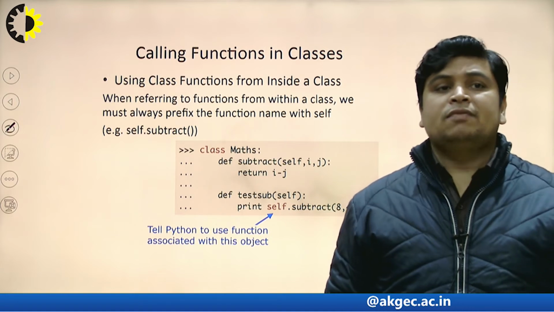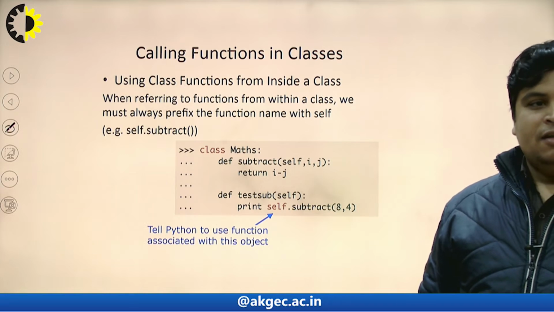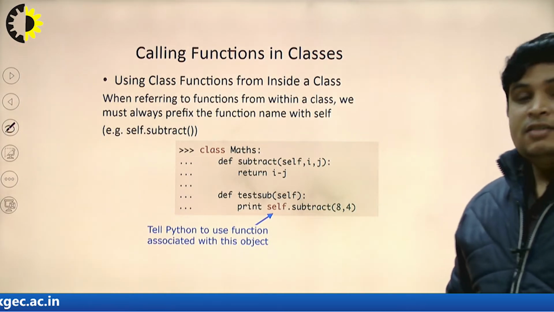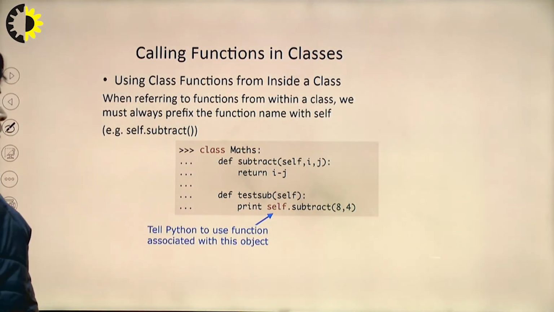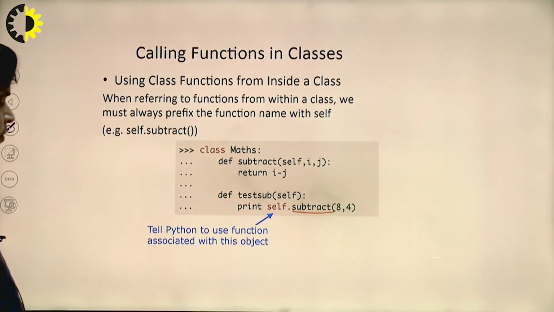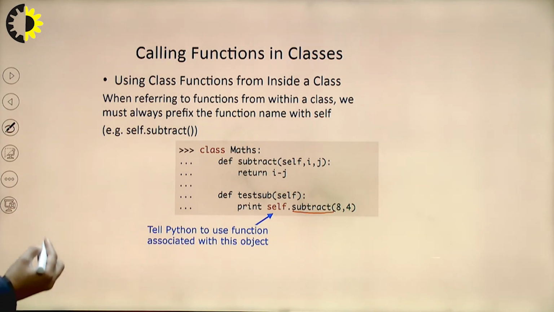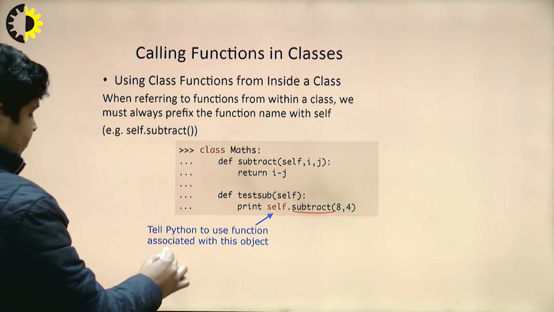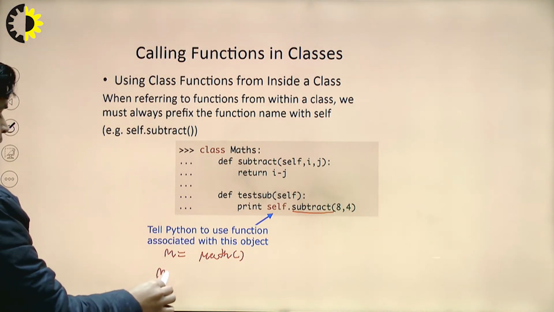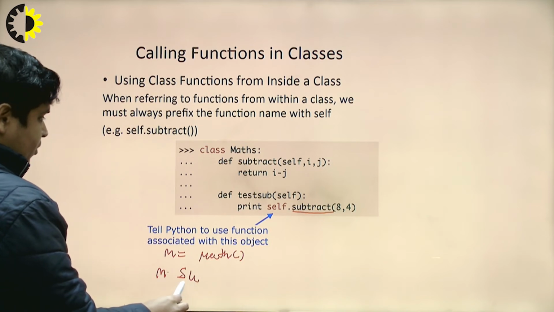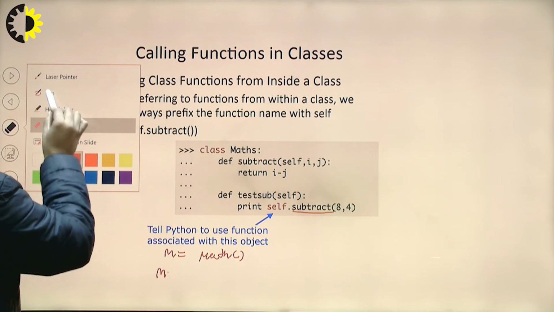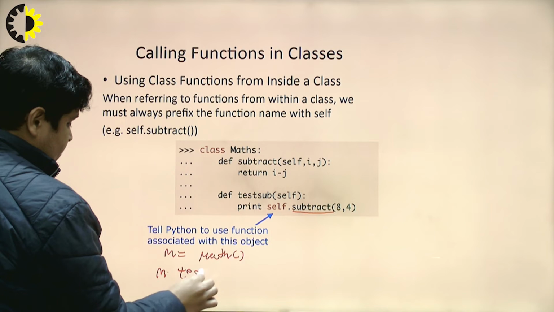Calling functions in a class, using class functions from inside a class. When referring to functions from within a class, we must always prefix the function name with self. You will see here, if you want to call a particular function inside the class, this is called calling a function inside another function. Suppose m is an object of a particular class. Now I am going to call m dot subtract, m dot erase, m dot test sub.